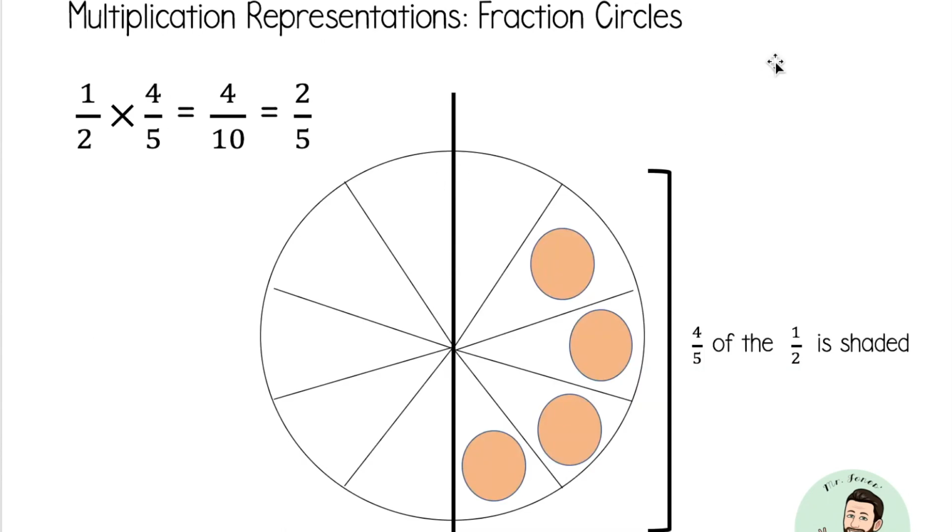So fraction circles or the pizza model are also great. In this case, again, I have 2 halves of a pizza, and 4 out of the 5 pieces from each half, or from this side of the half, I should say, have a giant pepperoni on it, which is representing 4/5 of 1/2. So when we go back and look at our total pizza, we see that it's 4/10 that we're talking about. So again, this is just a way of representing that same equation we've been looking at, but this time using fraction circles.